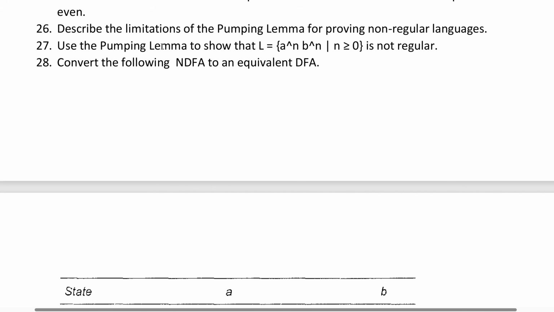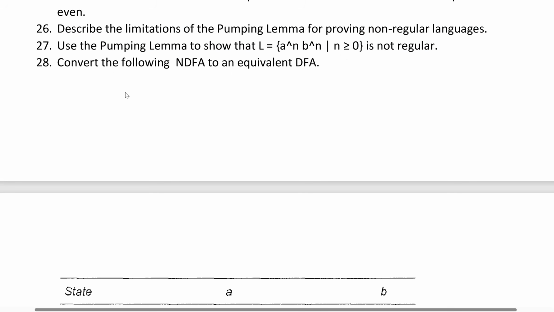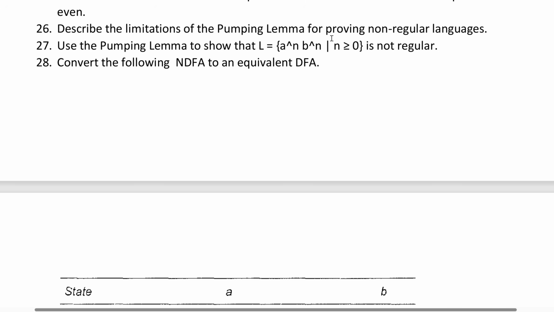Question number 26. Describe the limitations of the pumping lemma for proving non-regular languages. Because the pumping lemma is meant for proving non-regular languages, we have to describe its limitations. So the pumping lemma is a useful tool for proving that certain languages are not regular, but it has important limitations.